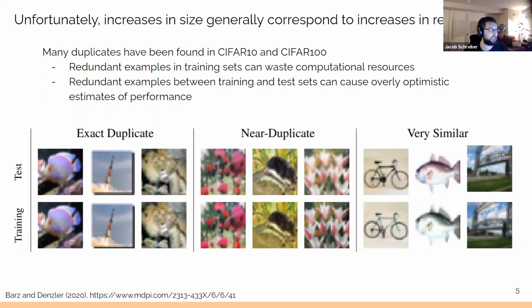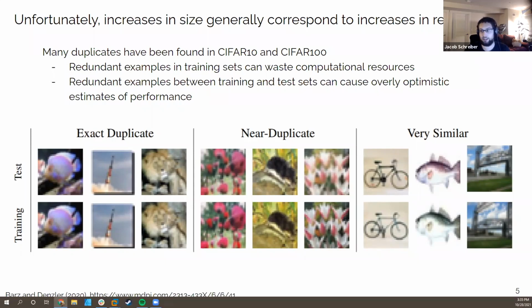When they exist across the train test split, you can get overly optimistic estimates of performance. There's some philosophical things about how to construct a train test split that I'm not going to get into right now, but certainly within the context of training data, having redundant examples can be incredibly wasteful.